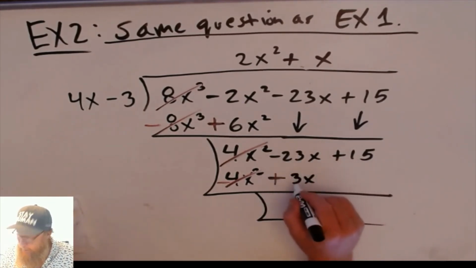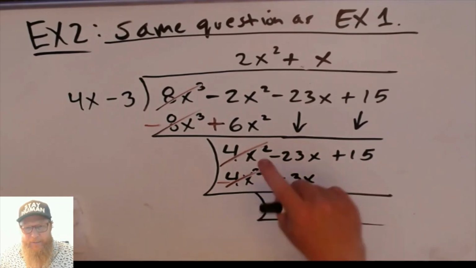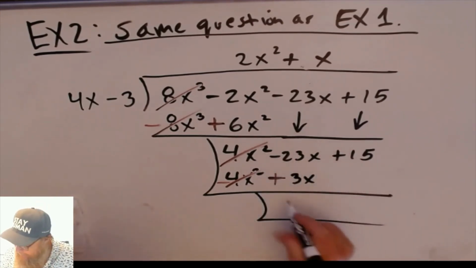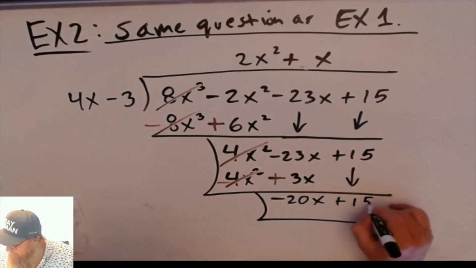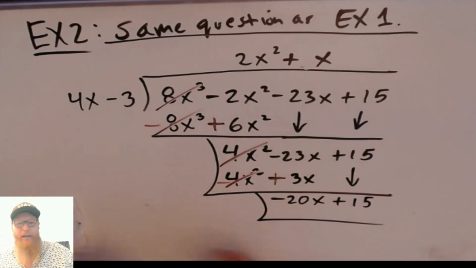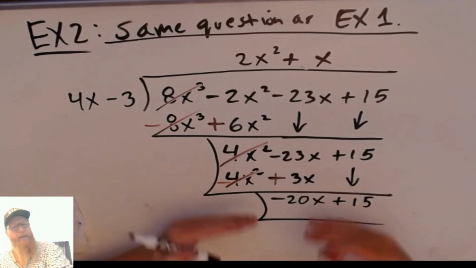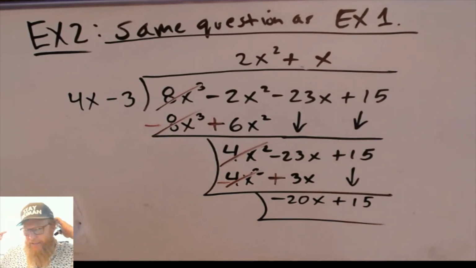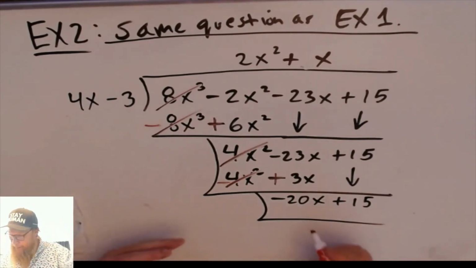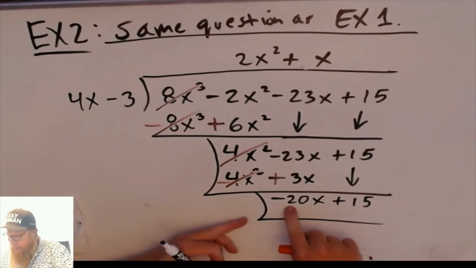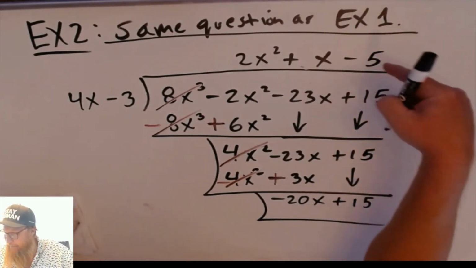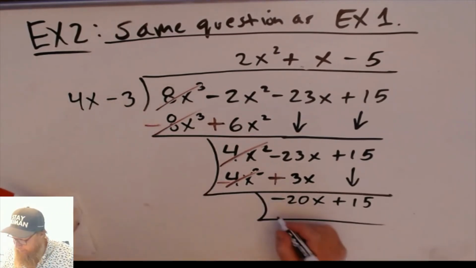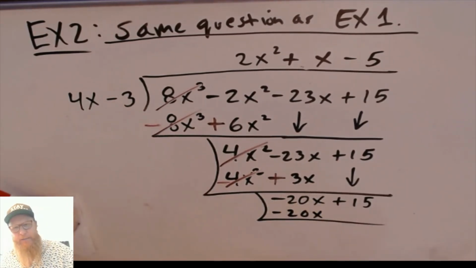Negative 23, positive 3. So notice it's after I've changed the sign. Your mind might get impatient and try to do that step before you've actually changed the sign. It happens to me, which is one of the reasons why I talk myself through it, so that I can listen to what step I am on. All right, my next guess. What times 4 is negative 20? That'll be negative 5. So negative 5 times 4 is negative 20x.